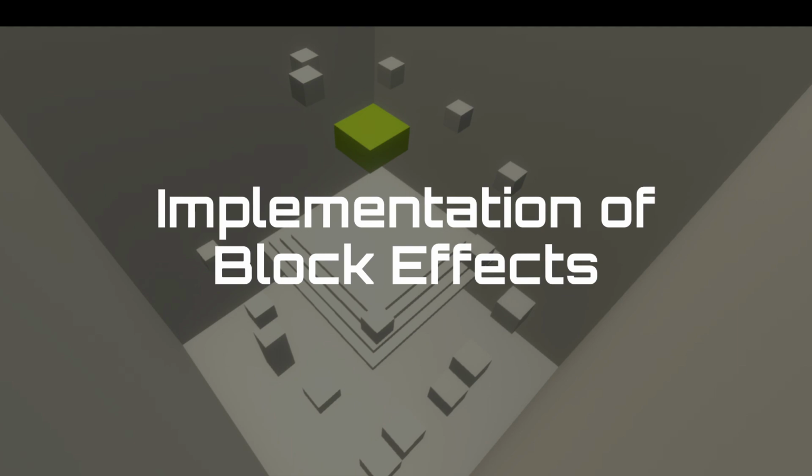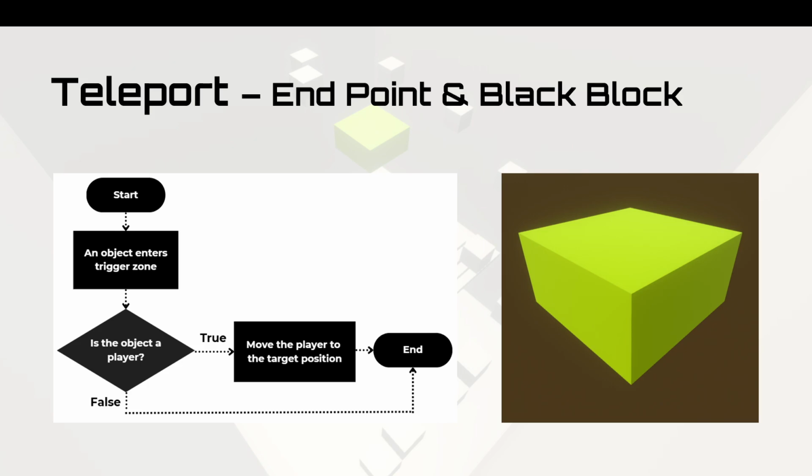Now, I'm going to explain how I implemented these effects. The teleport effect allows an object to be transported to a designated position, such as black or yellow blocks. This flowchart illustrates their mechanics.